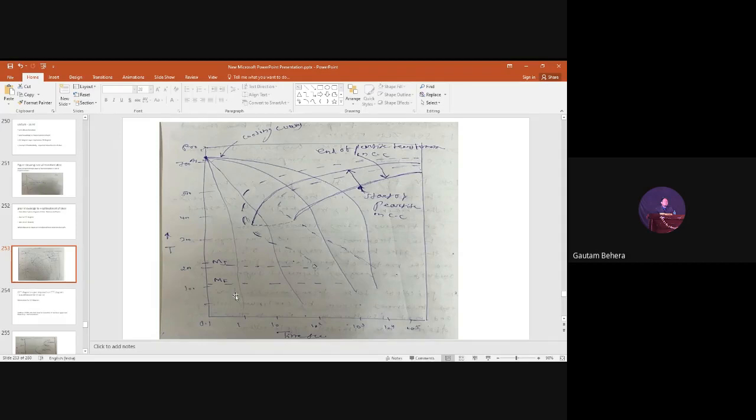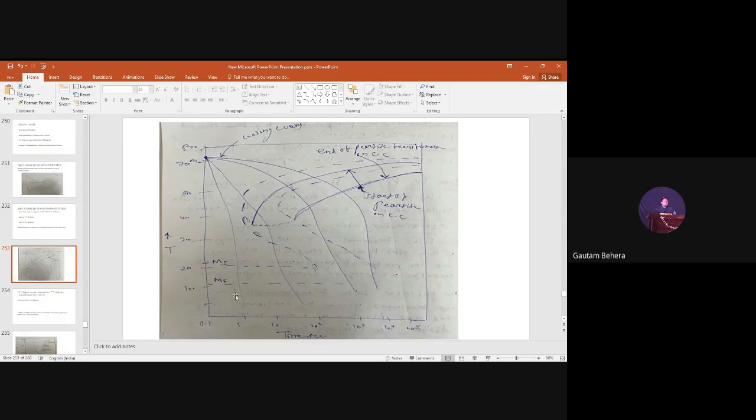Are you getting my point, or shall I repeat? Shall I repeat in easy words? Yes, sir. You want transformation to happen, right? If you want transformation to happen, then you need diffusion to happen, obviously. If there is no diffusion, there will be no transformation. Basically, I'm talking about pearlite, for example. I'm not talking about martensite. It may be bainitic transformation too, because it also involves diffusion of carbon in the nucleation stage only.